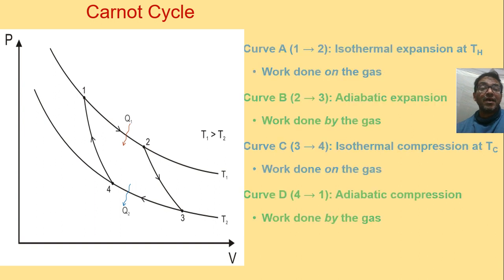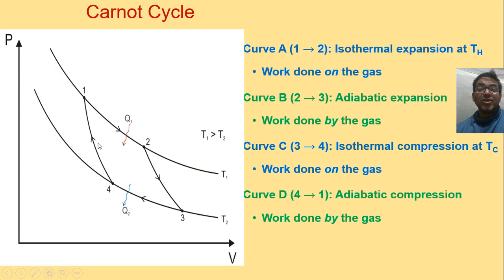Similarly, the curve D is basically this one, the 4 to 1. Here, the earlier one was adiabatic expansion, and this one is the adiabatic compression. So work done on the gas and work done by the gas. Here the 4 parts are clearly understandable. That is what I just explained here.